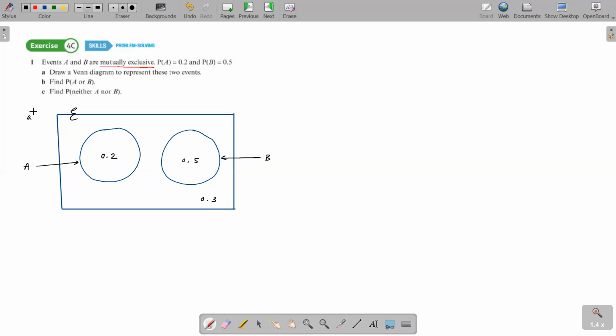So part A, the Venn diagram, is done. Part B, find the probability of A or B. So guys, you remember in mutually exclusive events, the circles don't meet.